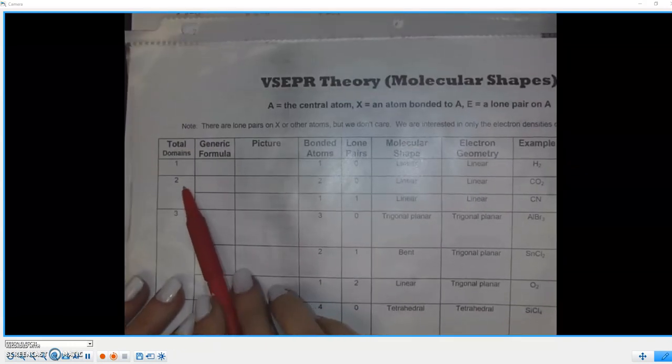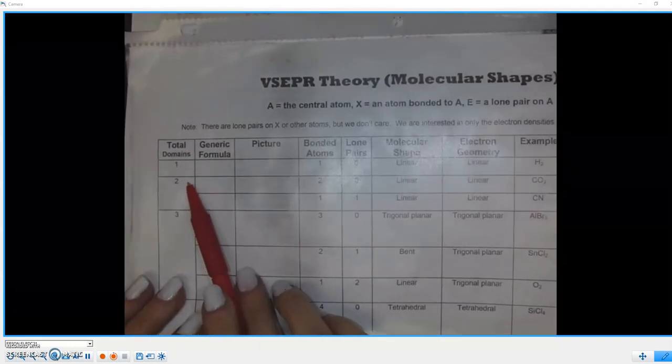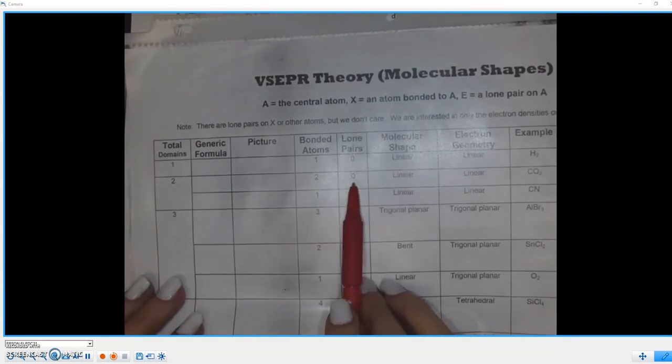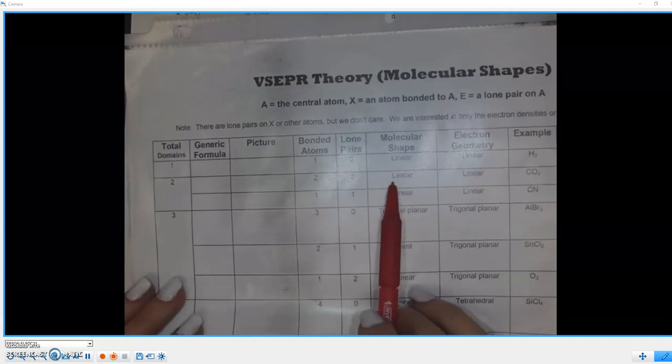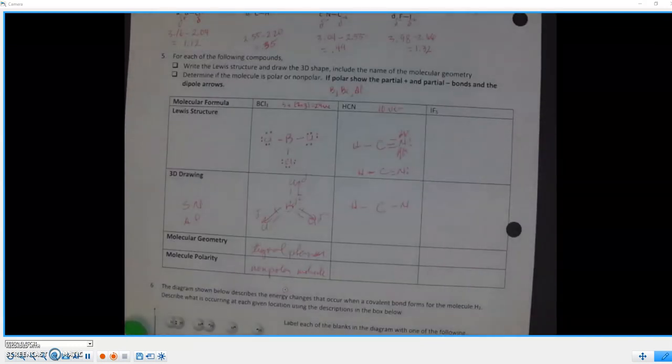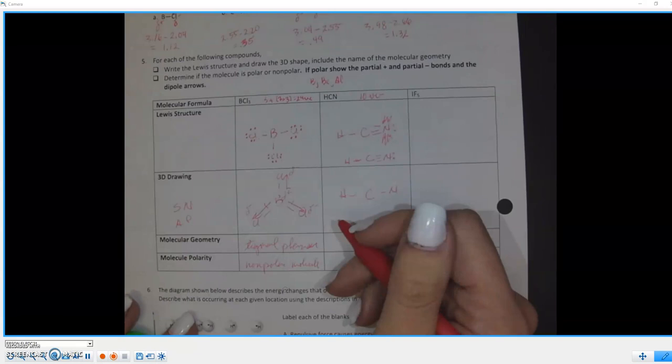It's on the quiz. So we have 2 domains, and it's 2 bonded atoms with 0 lone pairs, so the molecular shape is linear. So when we're saying molecular geometry, think molecular shape.